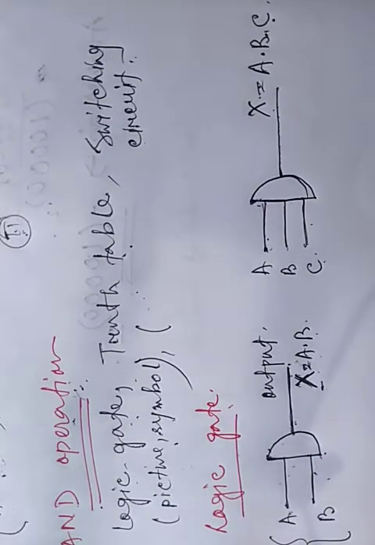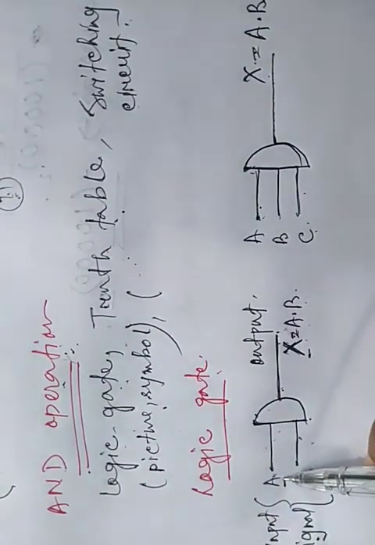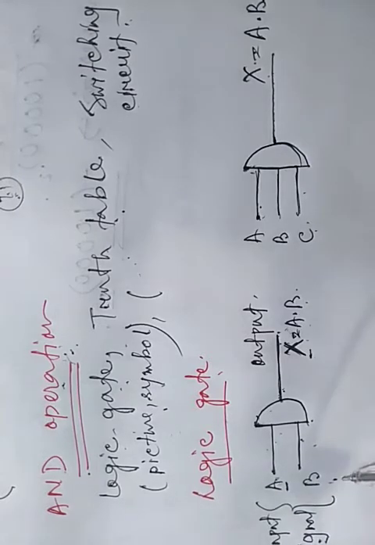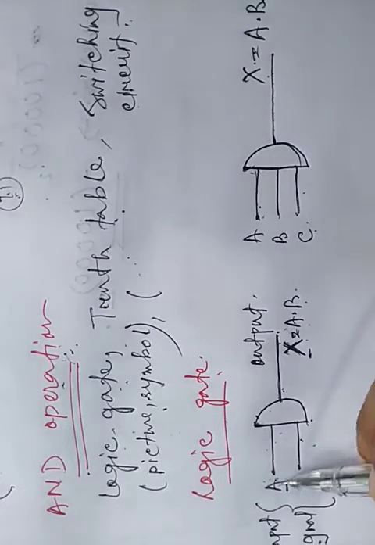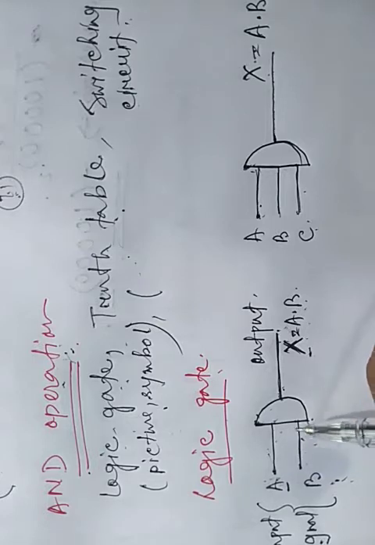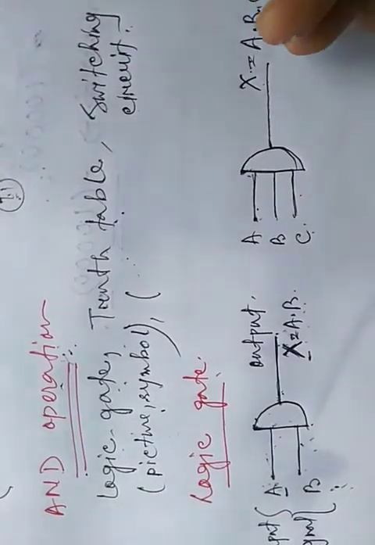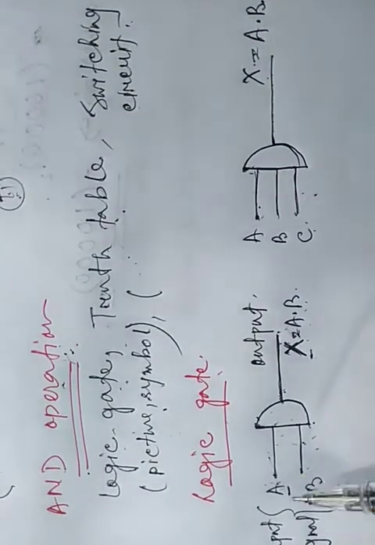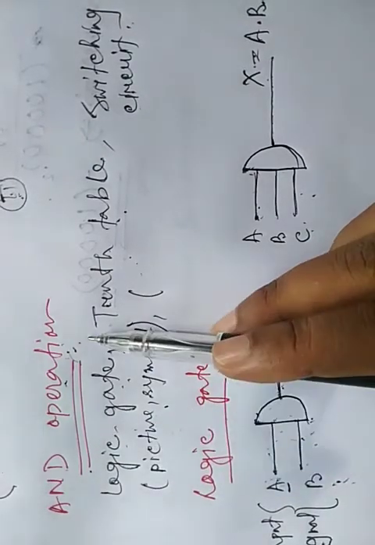Clear? It is not necessary that they be named A and B. We can use X, Y, small a, small b, anything for the input signals and the output signal. But the main point is that there are minimum 2 input signals, and more than 2 input signals can be used. So these are our logic gates of AND operation.